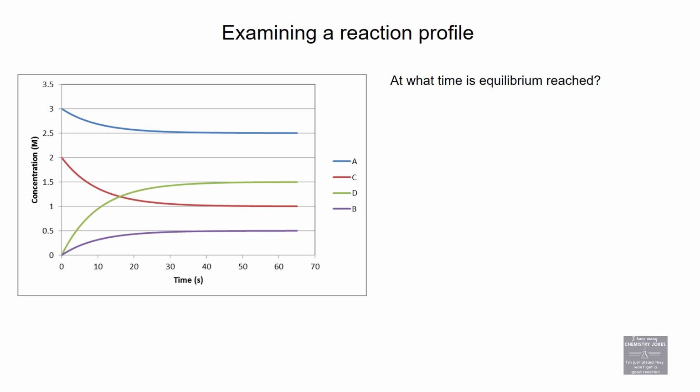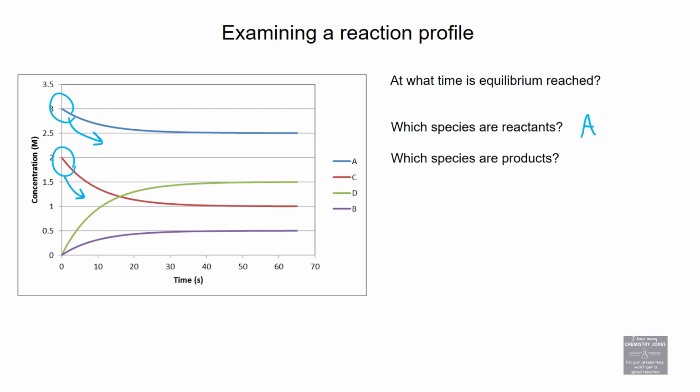At what time is equilibrium reached? I give you so many answers, but I'm not going to give you this answer. We'll make you answer that question on your own. You're welcome. Which species are reactants and which species are products? Well, this blue trace is decreasing, so that's a reactant. That means A is a reactant. This red trace is decreasing. That means C is a reactant. The green and purple are increasing. That means D and B are products.